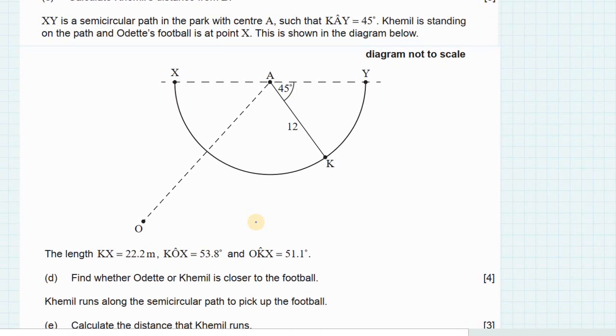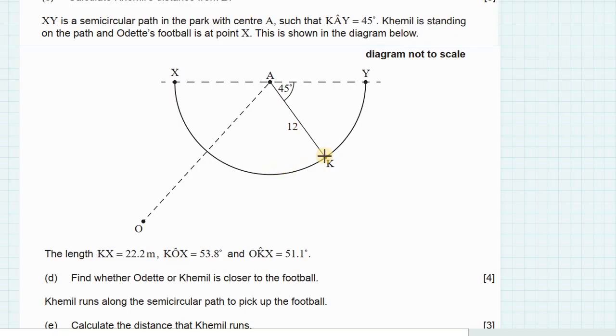XY is a semicircular path. This one, semicircular, means half circle, yeah, such that KAY is 45 degree. You might need to calculate this later, but let's see. Camille is standing on the path and Odette is at point X. This is the ball. Show the diagram below. The length of KX is 22.2.